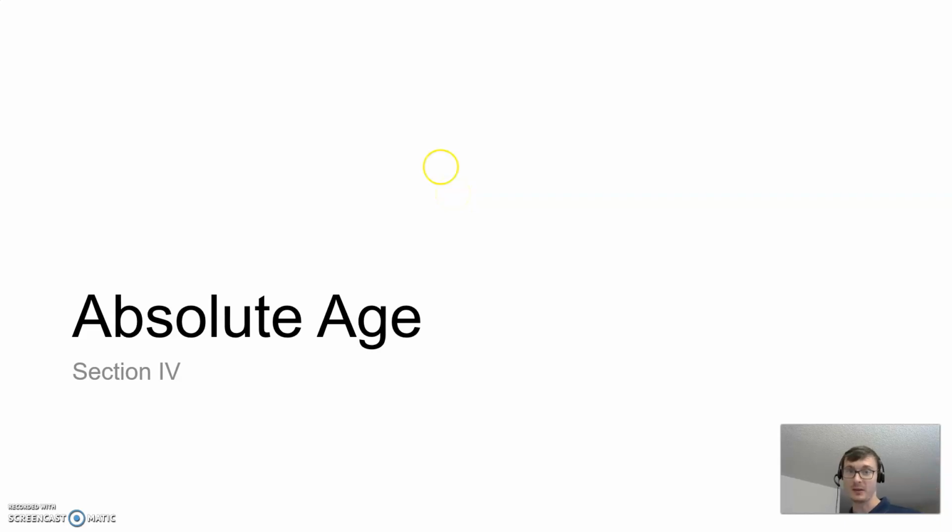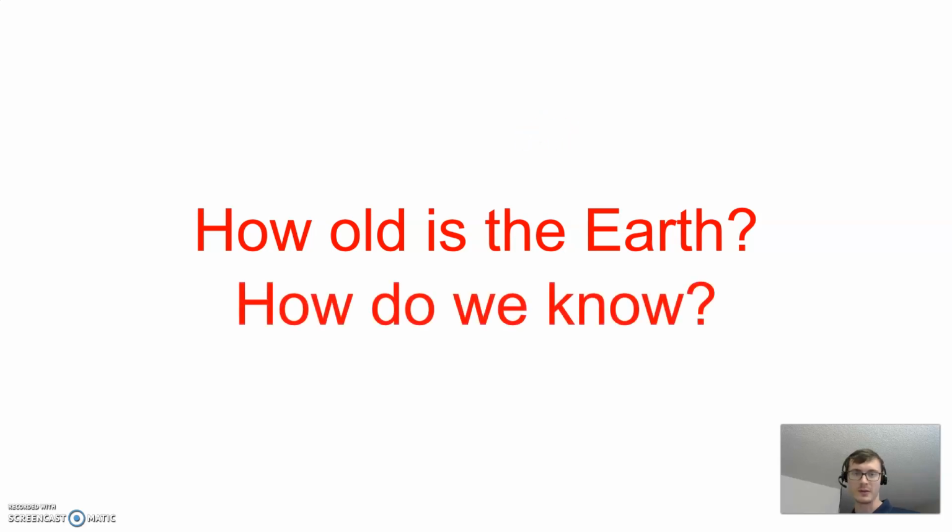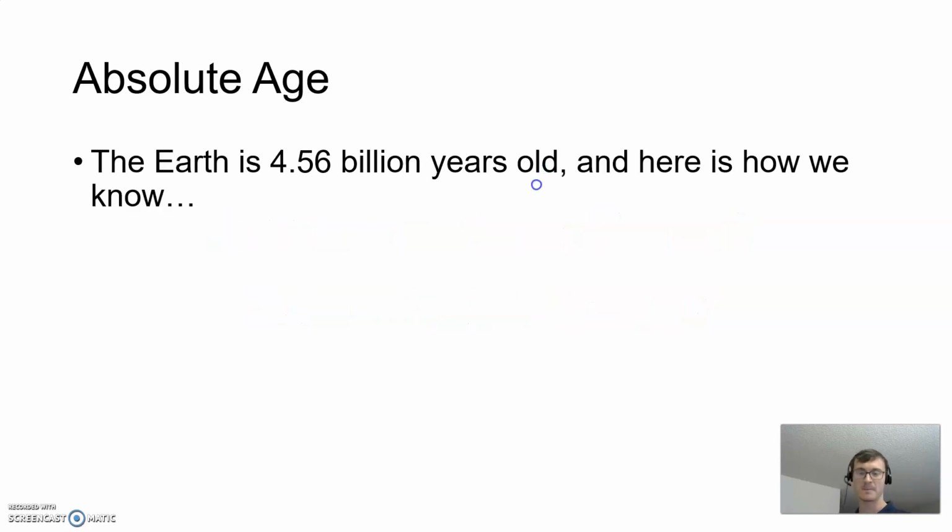We're going to be covering absolute age, exact numerical ages of rocks. And the question that we're going to be looking at is our question from the first lecture. How old is the Earth? And how do we know how old it is? How can we be so sure? What is the level of confidence here? How do we get to 99.9% confidence on our estimation?